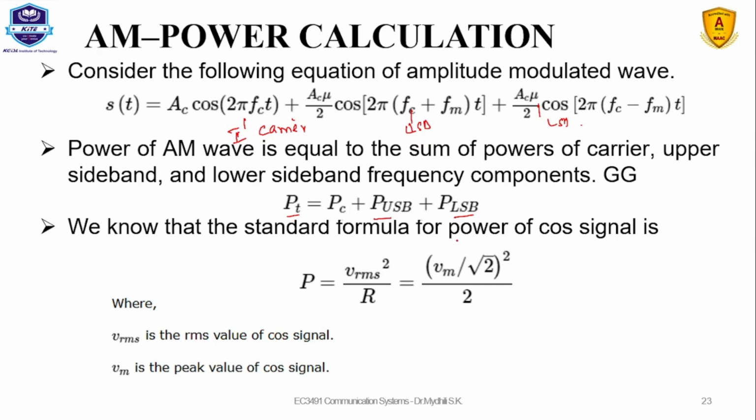So we know the standard formula for the power of the cosine signal can be given in terms of root mean square value, that is power is equal to V square by R. In terms of V RMS square, this can be represented by Vm by square root of 2 the whole square by 2. So what is VRMS? It is nothing but the RMS value of the cos signal, and Vm is nothing but the peak value of the cos signal. So when solving this, the Vm by square root of 2 the whole square becomes Vm square by 2 itself, that is Vm square by 4.